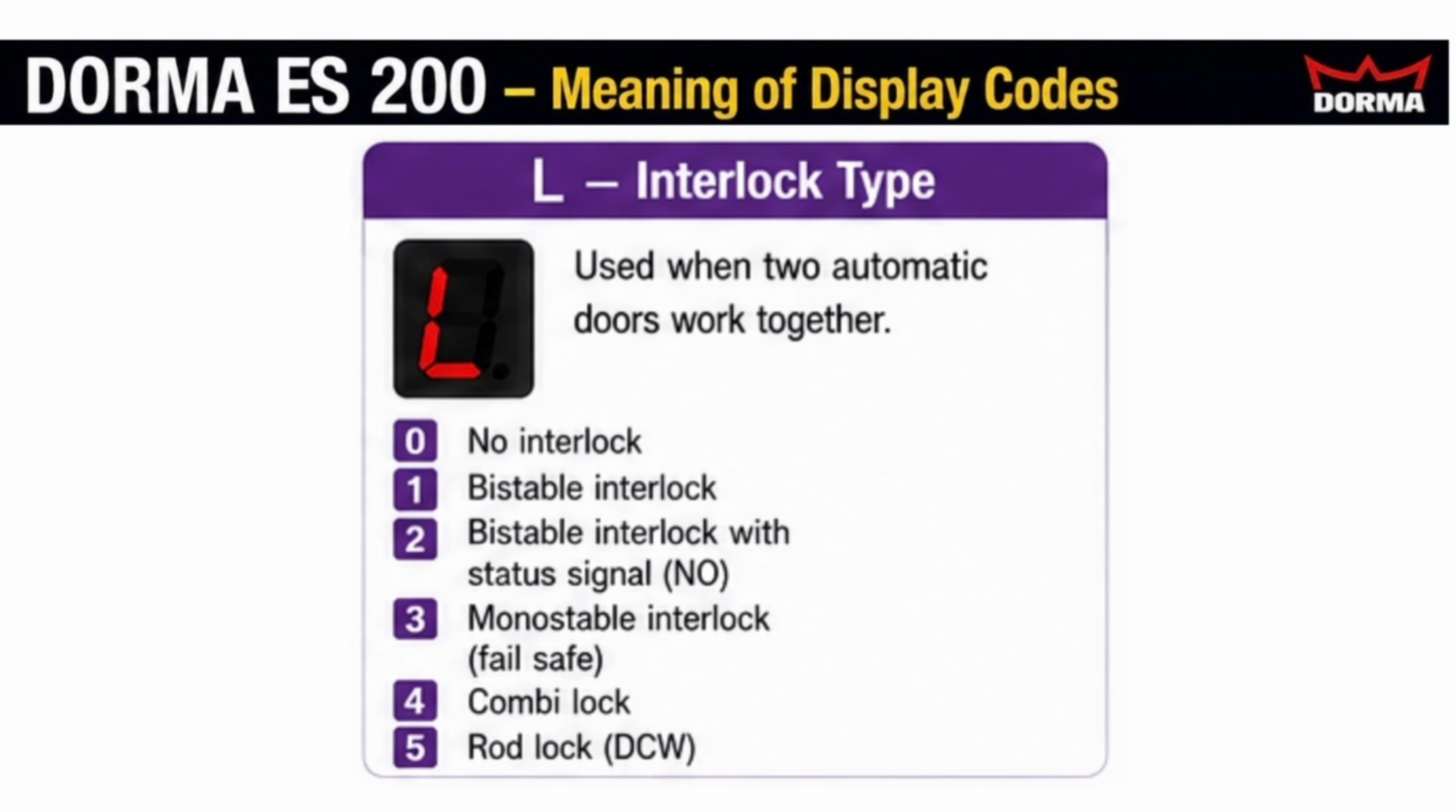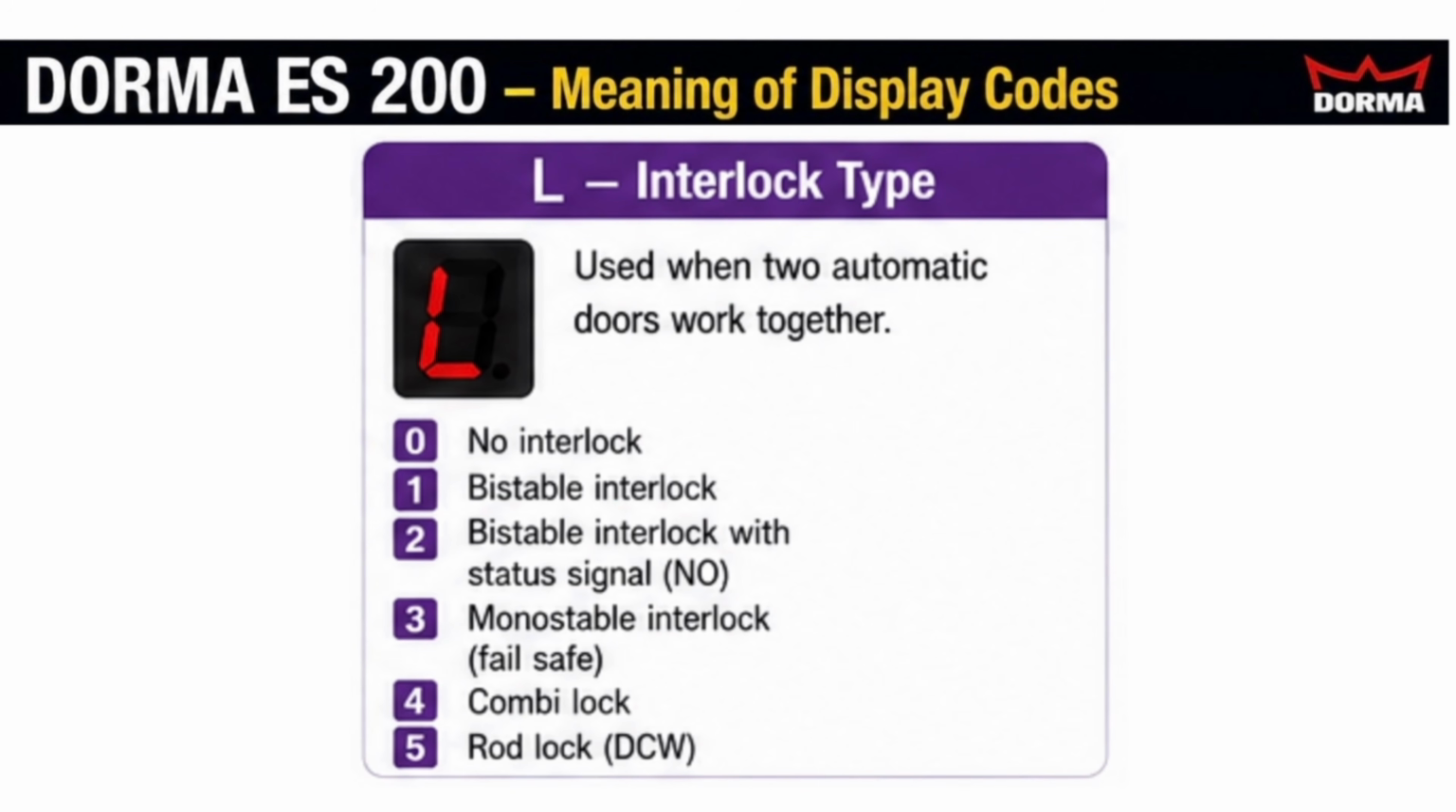Now let's look at L, which stands for interlock type. This function is mainly used when two automatic doors work together. L0 is no interlock. L1 is bistable interlock. L2 is bistable interlock with normally open status signal. L3 is monostable interlock with failsafe operation.